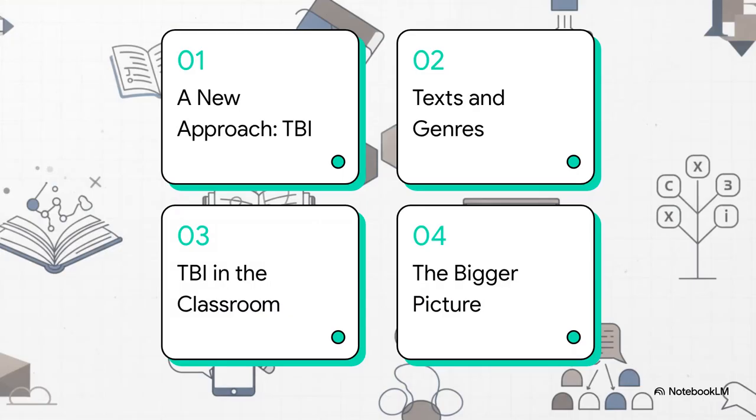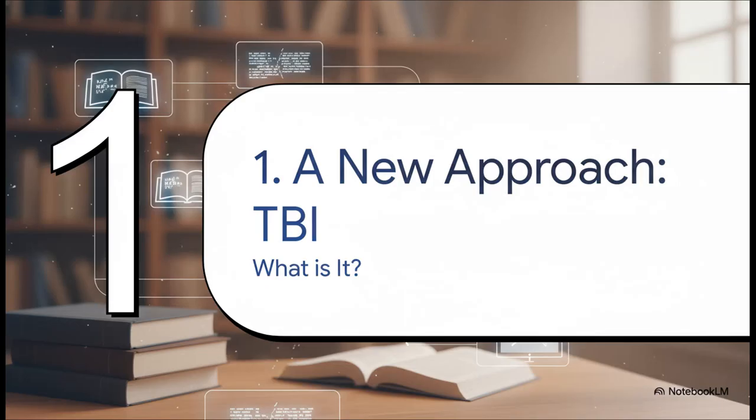So how are we going to break this down? Well, first up, we'll get a clear definition of what text-based instruction, or TBI, actually is. Then we're going to explore the core building blocks, what we mean by texts and genres. After that, we'll step inside a classroom to see how this all works in practice. And finally, we'll zoom out and look at the whole picture, the strengths, and yeah, some of the critiques too. All right, let's get right into it.